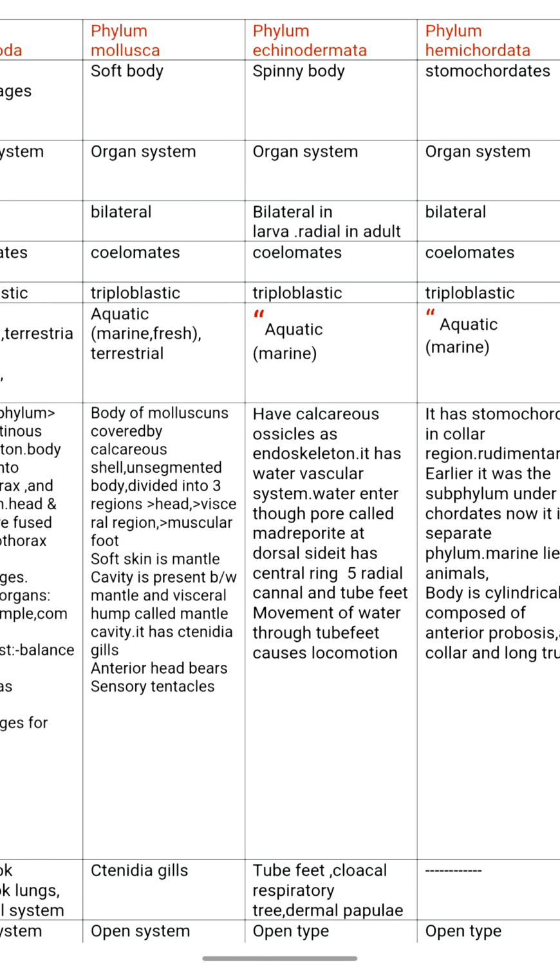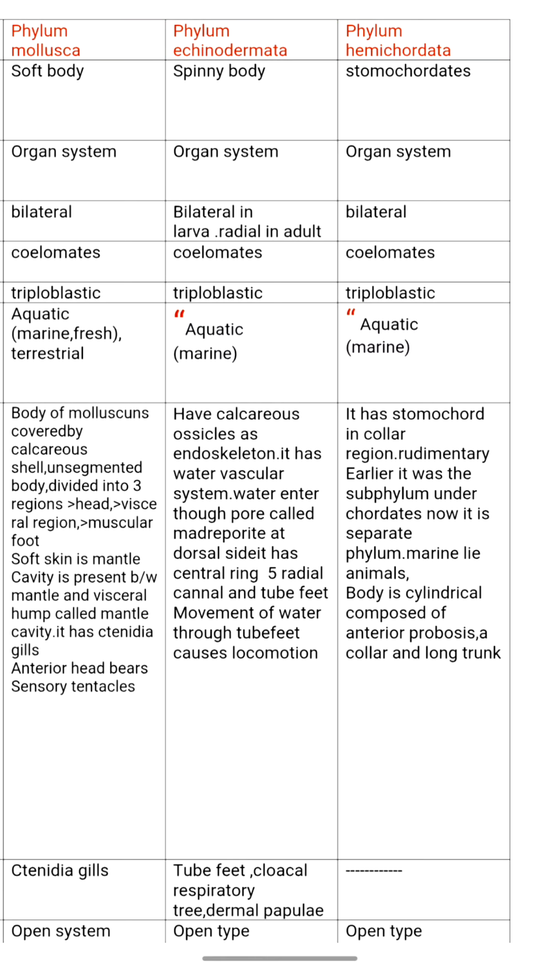Next is Echinodermata. Very important: spiny-bodied organisms, organ system level, and bilateral symmetry is very important. Put three or four stars on this. There is bilateral symmetry in the larva, but radial symmetry in adults.